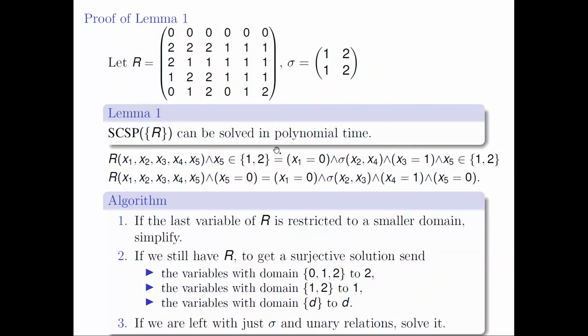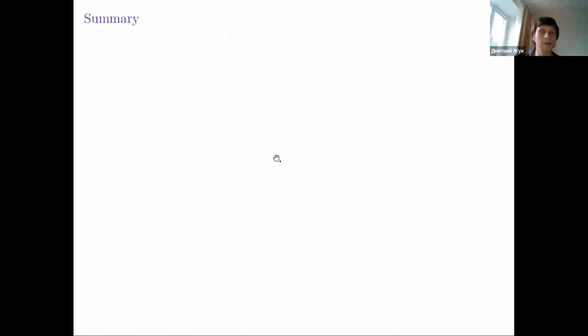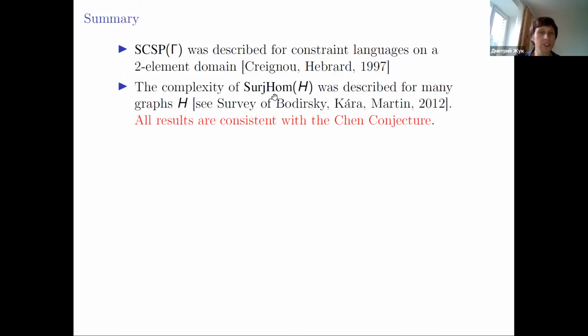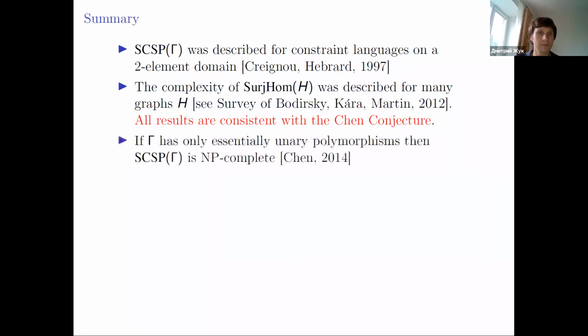Sorry. So, okay, I have just one final slide, a summary of what is known about surjective CSP. The complexity was described for two-element domain. The complexity of the surjective graph homomorphism problem was described for many graphs. You can see the survey of Bodirsky, Kára, Martin. At that point, all results were consistent with the chain conjecture. And in 2014, Hubie Chen proved that if gamma has only essentially unary polymorphisms, then surjective CSP over gamma is NP-complete. So at that time, there was hope that everything can be described in terms of polymorphisms.